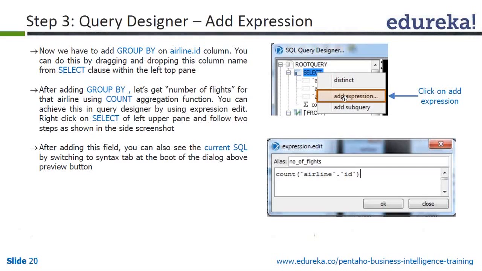Now because we want to add this, we have added this aggregation function. Aggregation doesn't make sense without group by. Do you guys agree, or does anybody think there can be an aggregation function without group by?